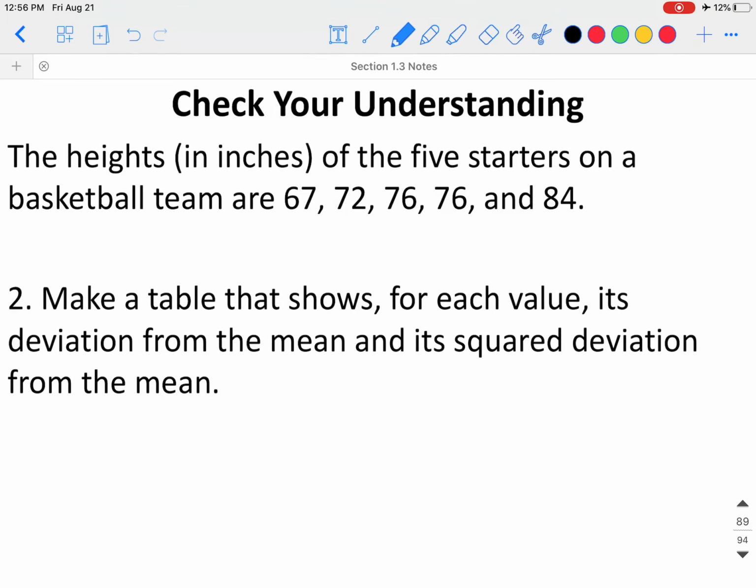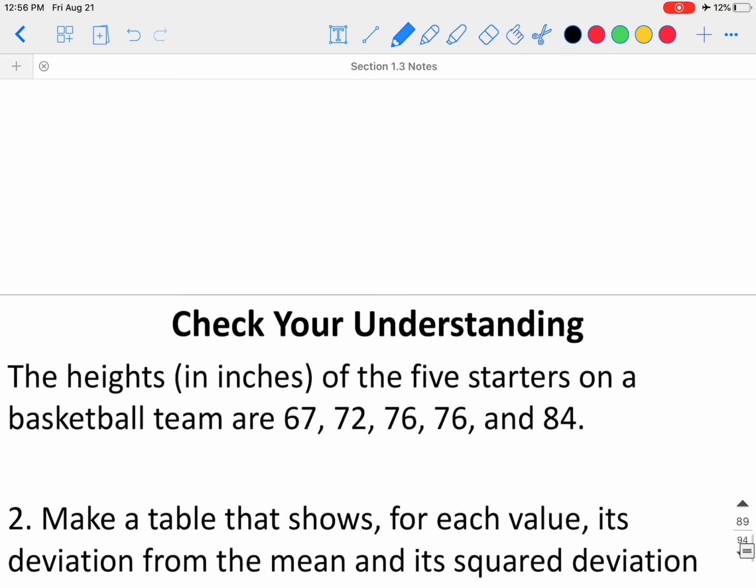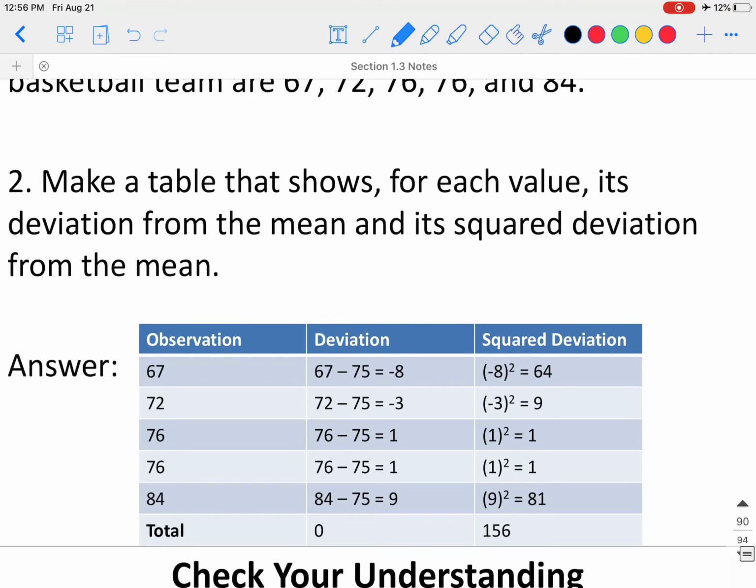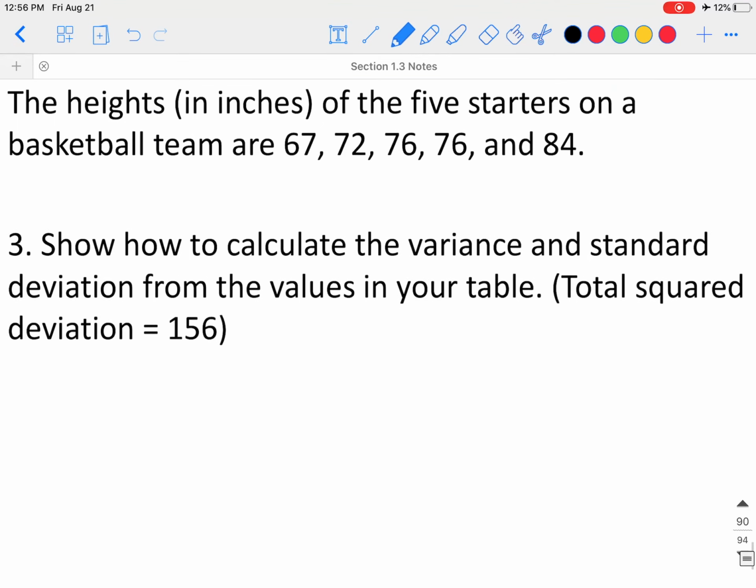Make a table that shows for each value its deviation from the mean and its squared deviation from the mean. So to set this table up, you would make a list of the observations. To find the deviations, remember it's always your x sub i, your observation value, minus your mean, or your x bar. So we would do 67 minus 75, which gives us negative 8. 72 minus 75 gives you negative 3, and so on. To find the squared deviations, you would just take those deviations and square them. Remember, anytime you square a negative number, it becomes positive.